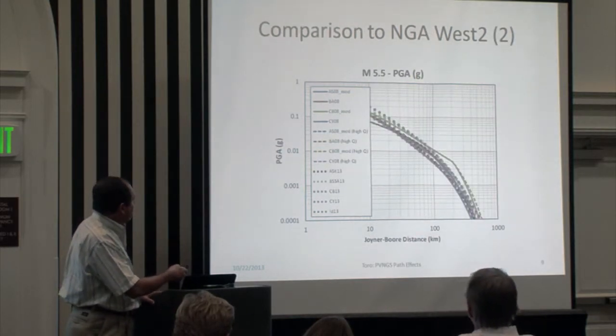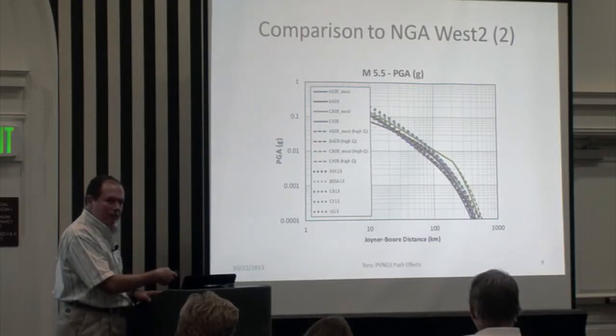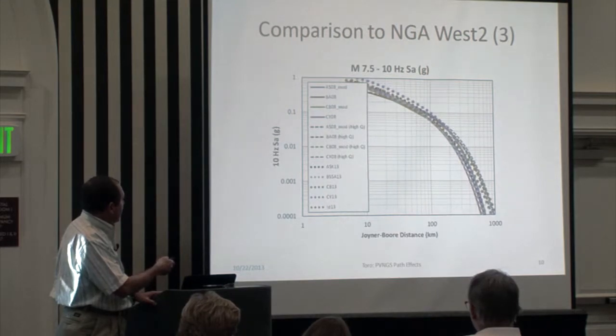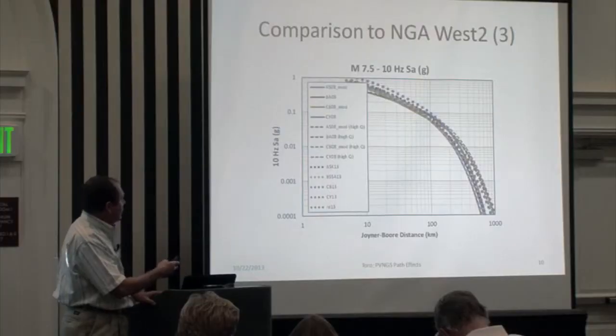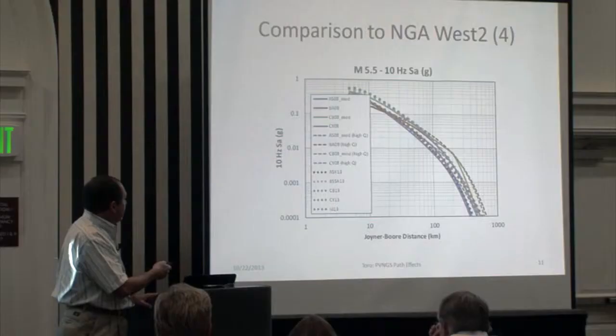Another case, magnitude 5.5, again, not very important at this distance, but I still plot. And again, in most situations, you match well. There's sometimes one stray model from the original attenuation equations that is higher, but in general, there's a fairly good match. 7.5, 10 hertz, again, very good agreement. And not only in terms of the general shape, but the spread is very similar. 5.5, 10 hertz, same lesson.